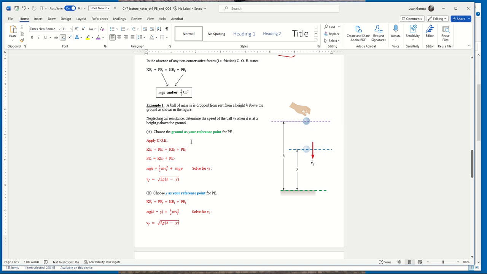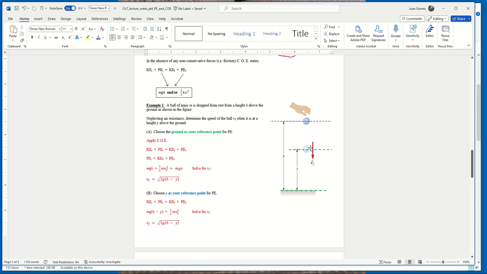Well, what is the KE initial? It's 0. So that's why, from line 1 to line 2, I dropped the KE initial term, because the mass is dropped from rest. So now I have PE initial equals KE final plus PE final. What I'm saying is that the initial potential energy it has at H is equal to, remember, once you drop it, it begins to move. It begins to acquire a speed v.